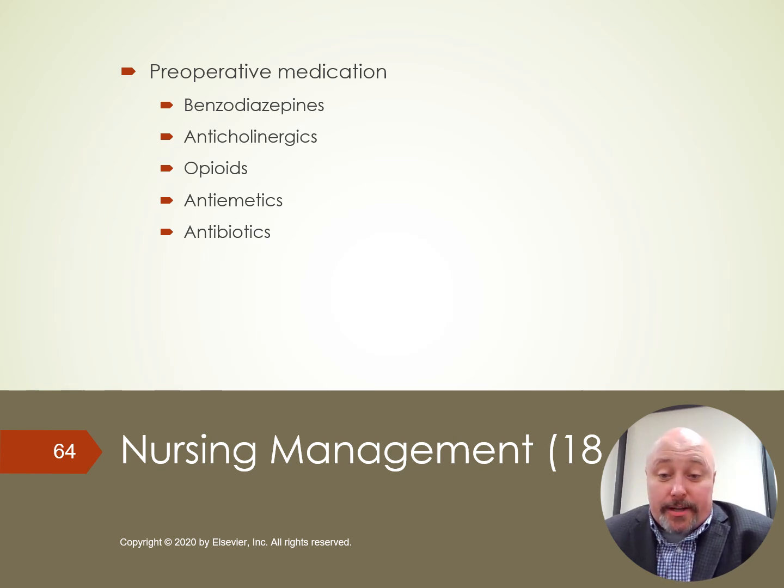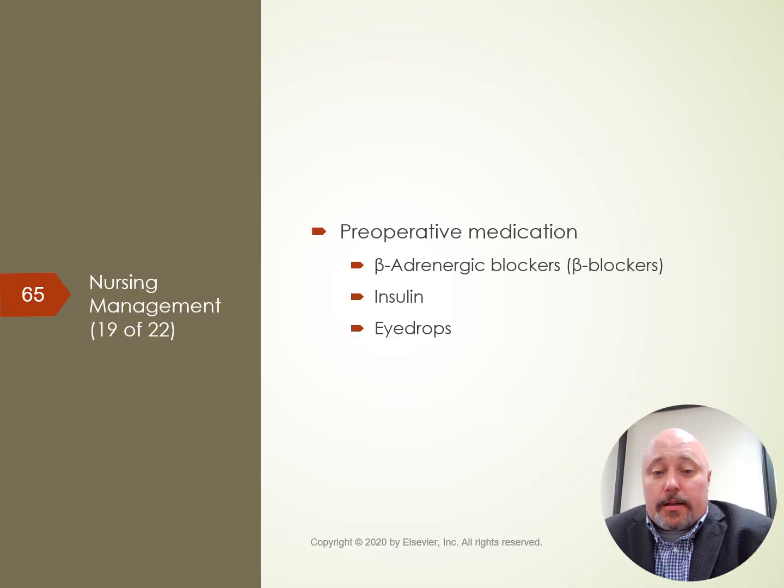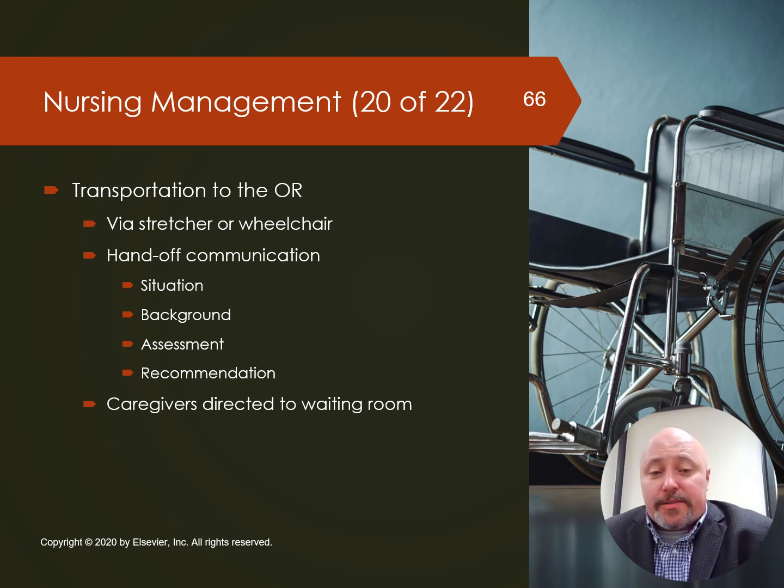There could be a wide range of preoperative medications given, including benzodiazepines, anticholinergics, opioids, antiemetics, or antibiotics. The patient could also receive their scheduled dose of beta blockers, insulin, or even eye drops. The patient will be transported to the OR via stretcher or wheelchair and include handoff communication, including that SBAR assessment, including situation, background, assessment, and recommendation, and the caregiver's direction to the waiting room to wait for the procedure.